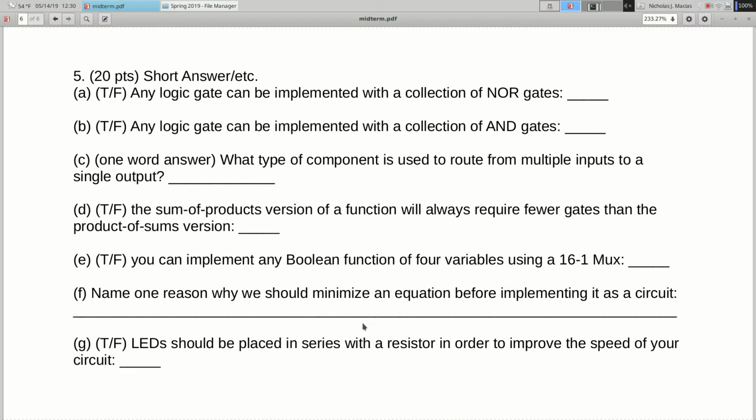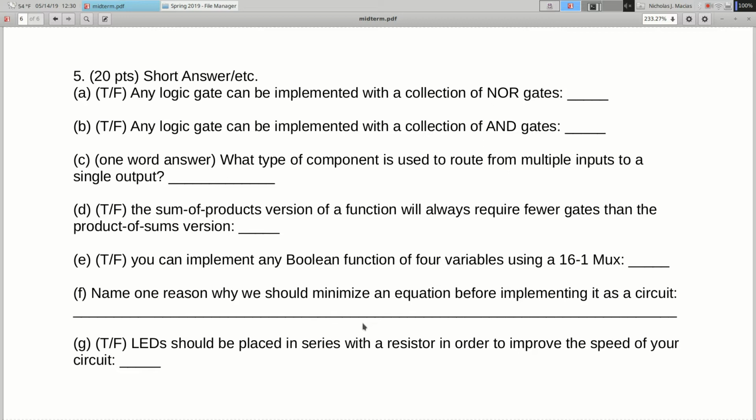Among other things. What type of component is used to route from multiple inputs to a single output? That's a multiplexer, or a MUX. Sum of products will always require fewer gates than product of sums. That's not true. It might feel like it though. You can implement any Boolean function of 4 variables using a 16:1 MUX. That is also true, right? We did some examples of that.